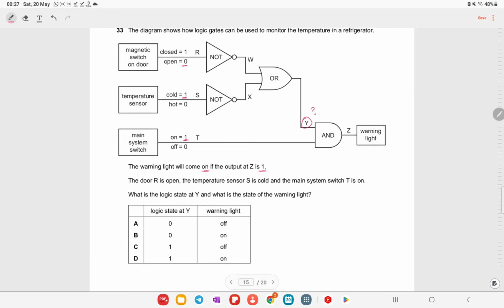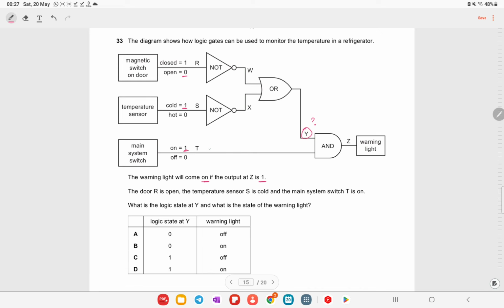So this 0 is going to be converted into 1, and this 1 is going to be converted into 0. So 1 and 0 is used by the OR gate, which gives 1, and this is already 1, so 1 and 1 gives on. So option D is going to be your answer.